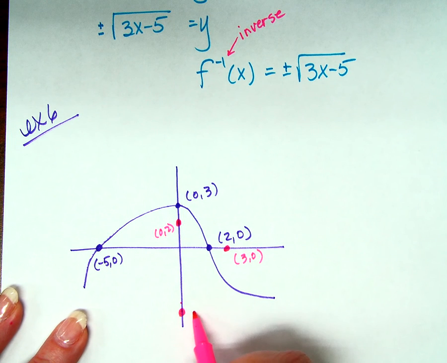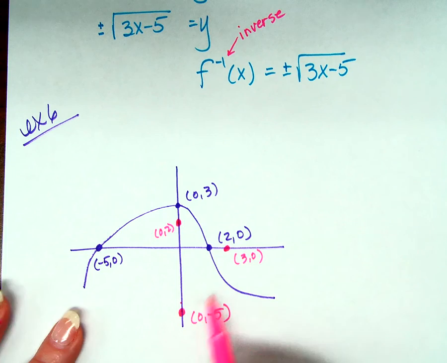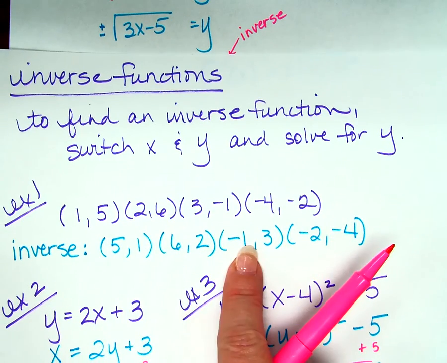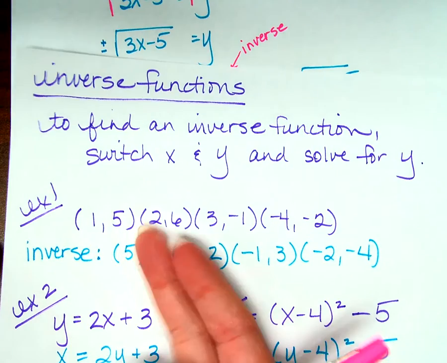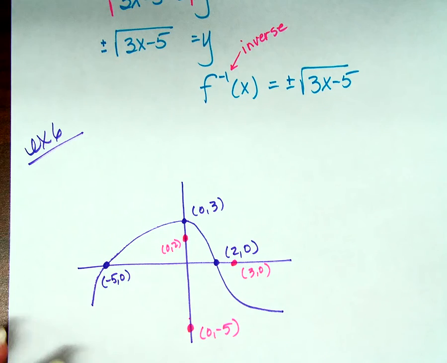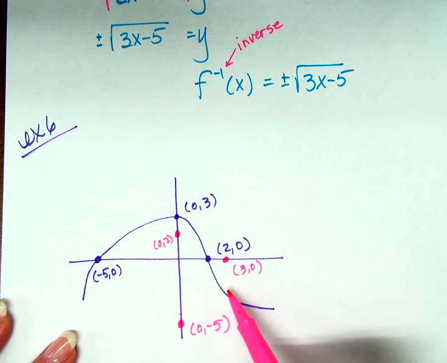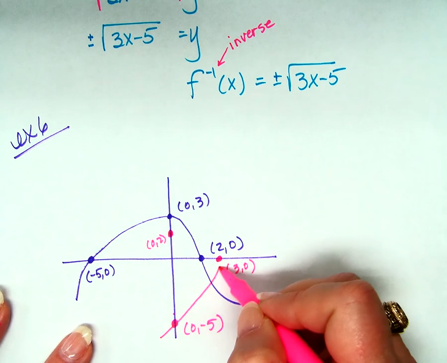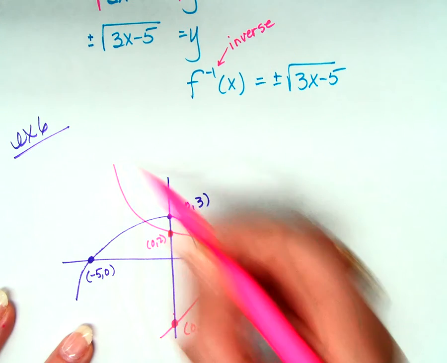Because remember, just like the first example we did, if we have some points, all we have to do is switch x and y, just like that. Only difference is we had to find these. We go plot them again.